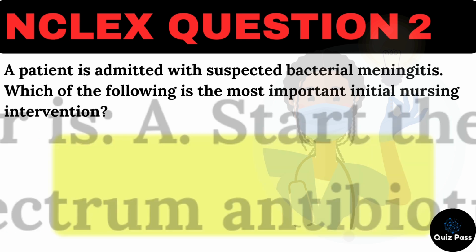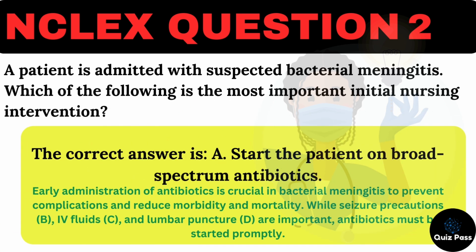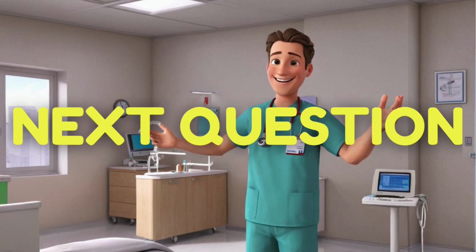The correct answer is A. Start the patient on broad-spectrum antibiotics. Early administration of antibiotics is crucial in bacterial meningitis to prevent complications and reduce morbidity and mortality. While seizure precautions, B, IV fluids, C, and lumbar puncture, D, are important, antibiotics must be started promptly.